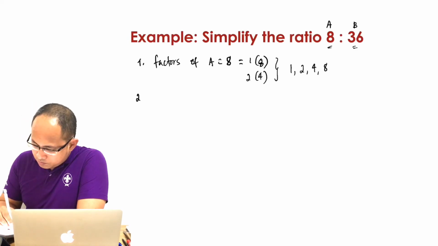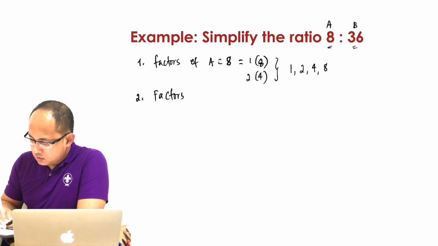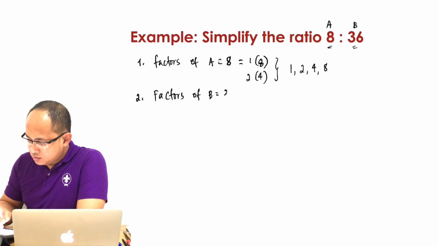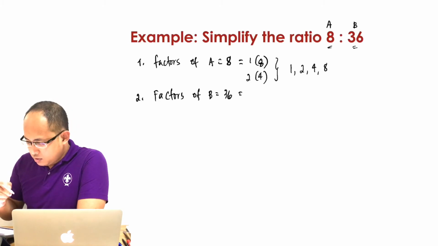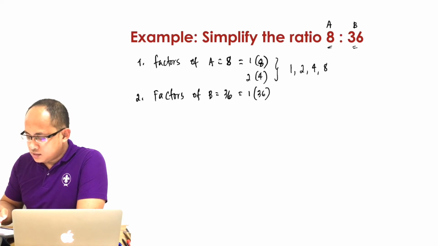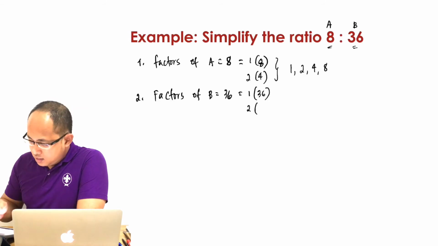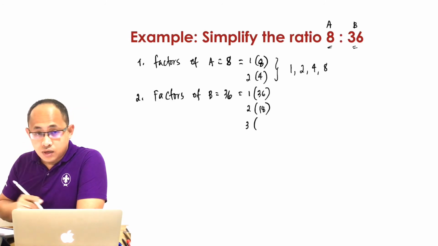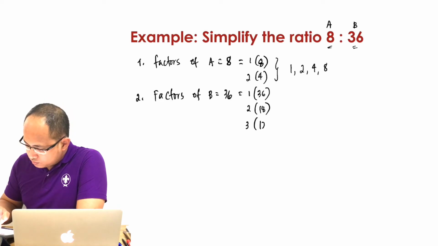Second step, factors of B. And our B is 36. What are the factors of 36? 1 is to 36. Second, 2 is to what? 18. What next? 3 is to what? 12.